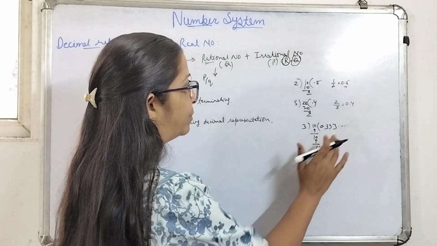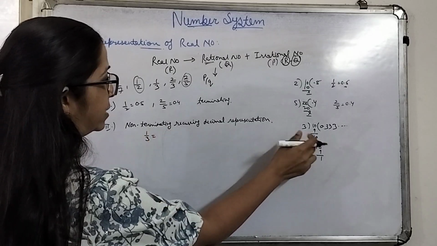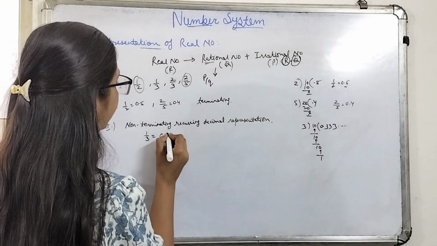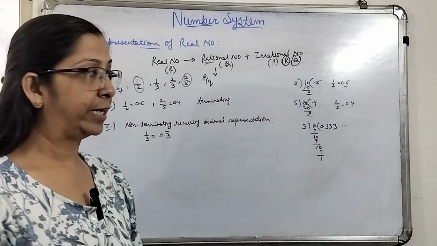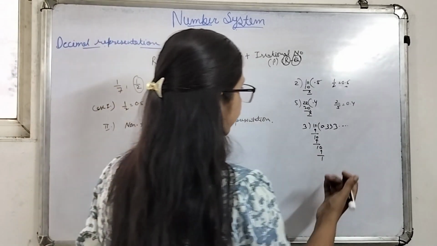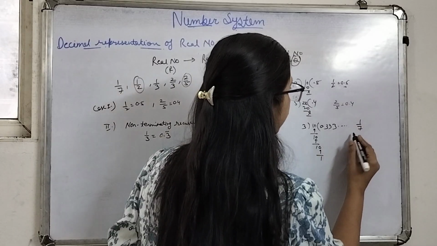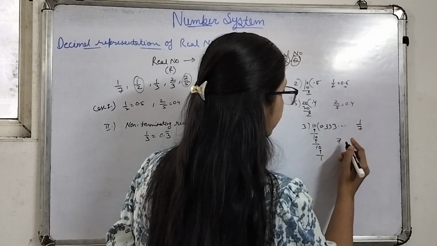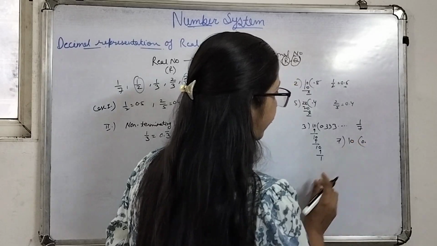So if I am going to represent this, 1 upon 3 could be written as 0.3 bar. Bar simply means 3 is going to repeat again and again. Let me take an example, say 1 upon 7. In this case, 7 is your divisor. 1, 0.0 I will take over here.